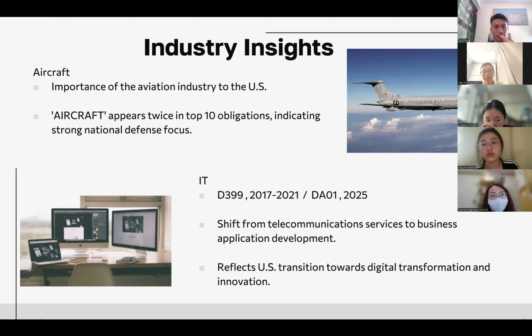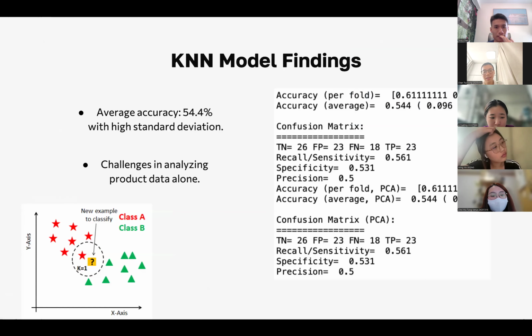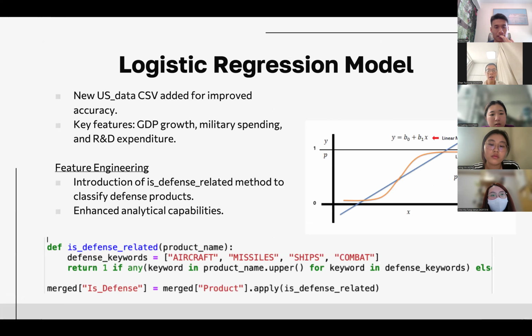For the KNN model, it provides an average accuracy of 54.4%. However, this comes with a high standard deviation, indicating challenges in analyzing product data in isolation. In order to enhance the model's performance, for the logistic regression model, we incorporate a new data set featuring key indicators such as GDP growth, military spending, and R&D expenditure.